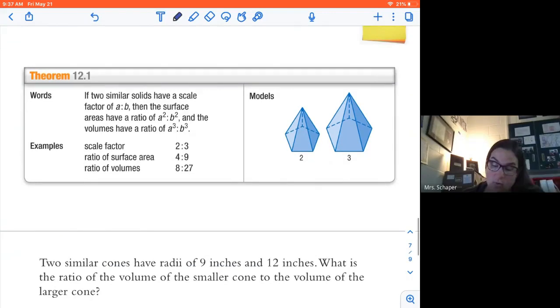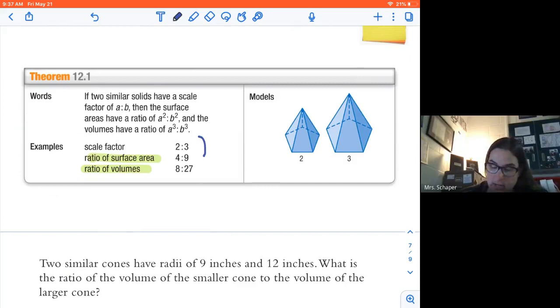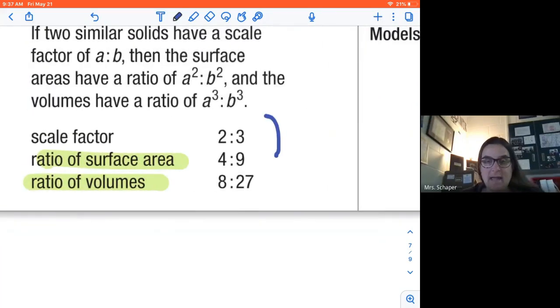We talked about scale factors with the ratio of surface area. Now we're talking about the ratio of volume. If your one-dimension scale factor is 2 to 3, your ratio of the surface area is going to be each of those numbers squared. So 2 squared is 4, 3 squared is 9. And when we're talking volume, we're going to cube the original scale factor ratio. So 2 cubed is 8, 3 cubed is 27.